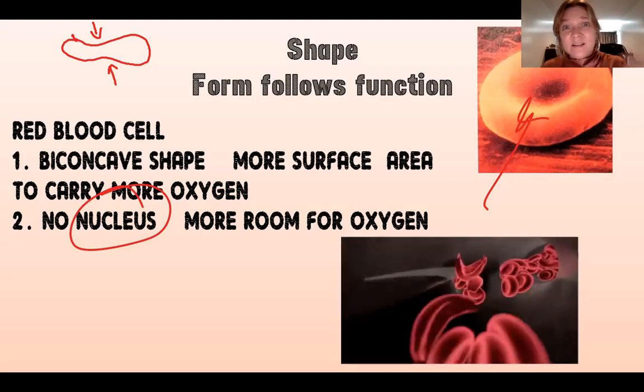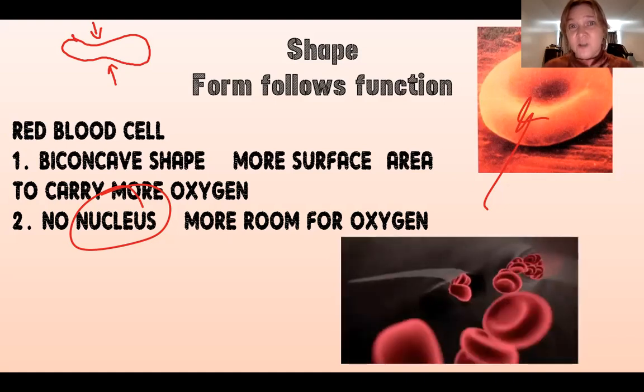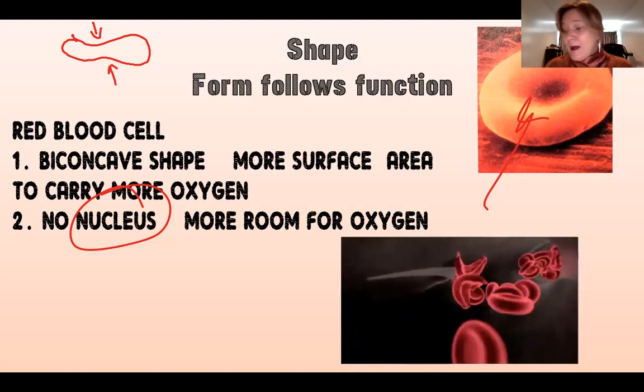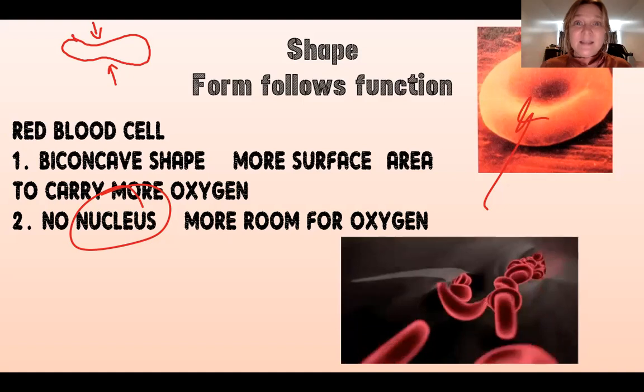A red blood cell doesn't need DNA because the function of DNA is to contain the instructions to make proteins. Red blood cells don't need to make proteins. Another organelle is something called the mitochondria. The mitochondria makes energy.